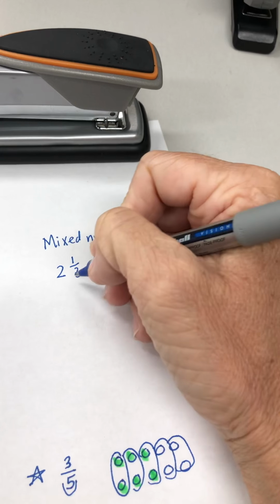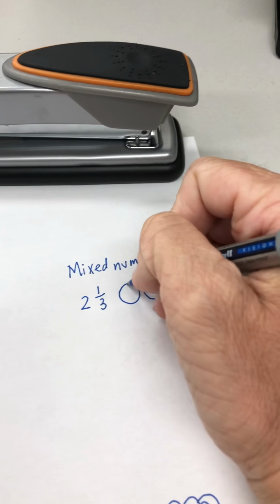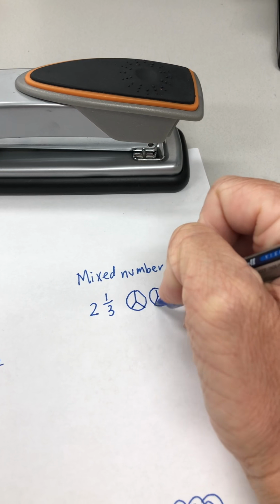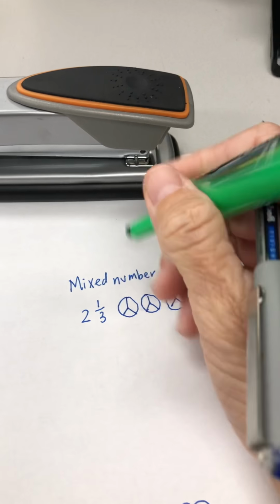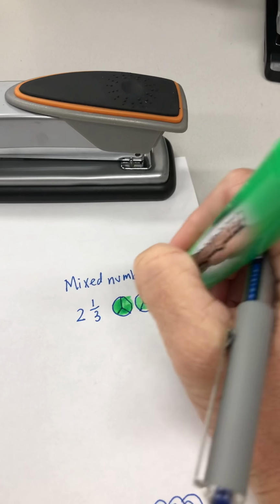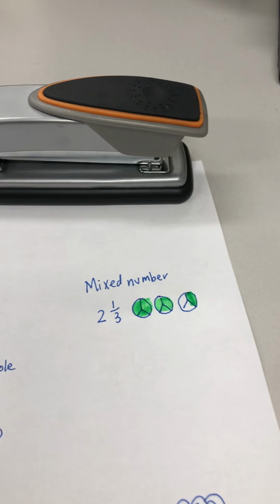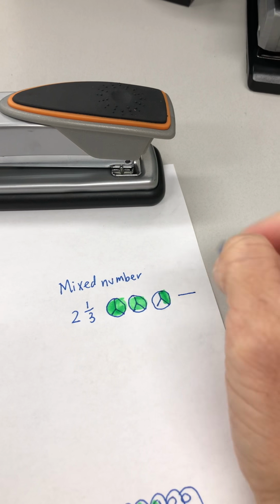Each whole is going to be broken into the same number of parts. Okay, so over here, the denominator is how many parts the whole is divided into. So all of these wholes are divided into 3 parts, and I'm going to shade in 2 whole parts, or 2 wholes, and I'm going to shade in 1/3 of this other. Okay, so this can be written as 2 1/3. It can also be written as what we call a fraction greater than 1.